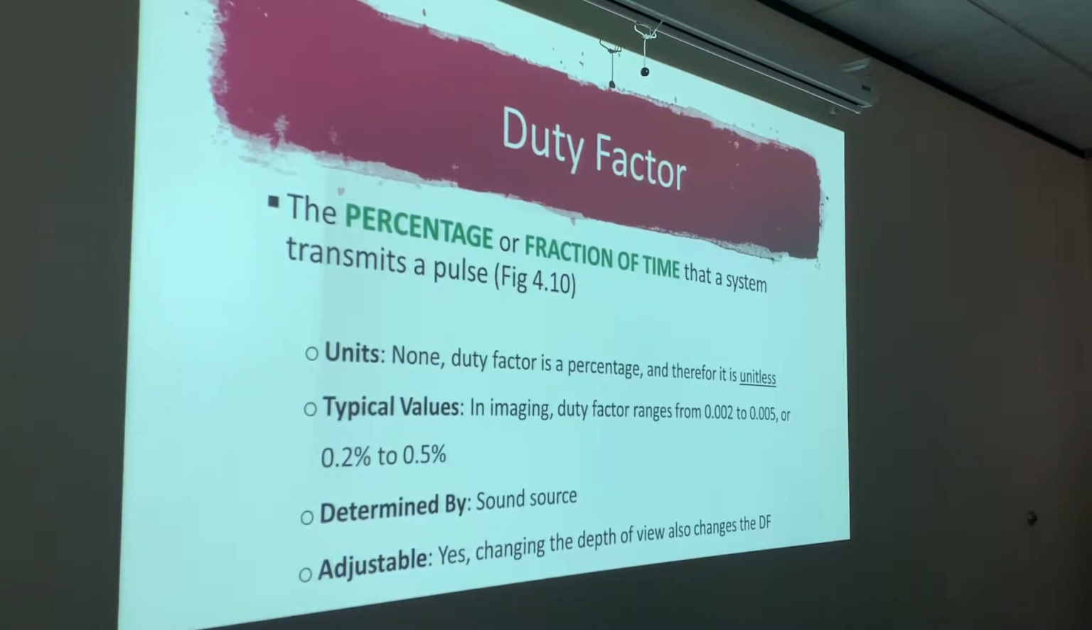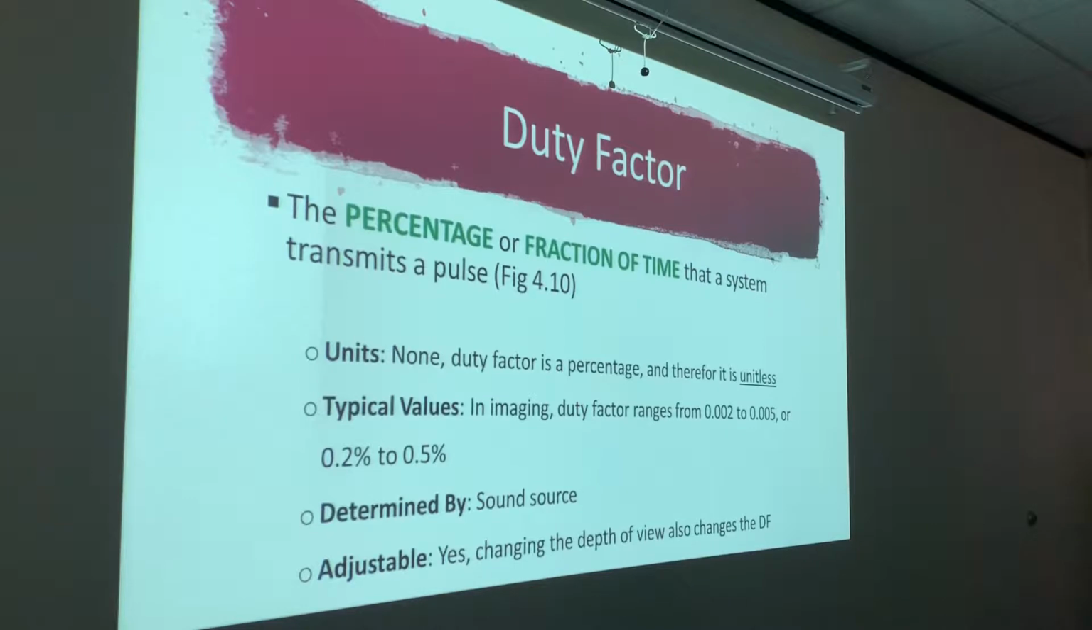The question here on the homework says, why can't the pulse duration and spatial pulse length be adjusted? Is it because it's determined by the source? Yes, ma'am. Because it's determined by the source. And the pulse repetition period and pulse repetition frequency are determined by the depth as well. Okay? The maximum imaging depth.